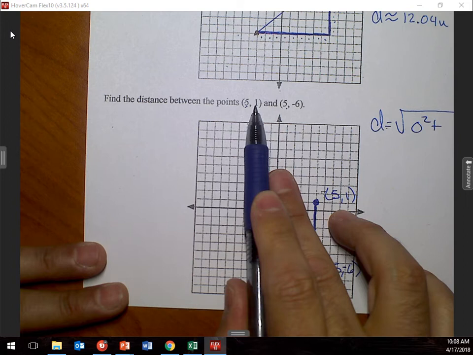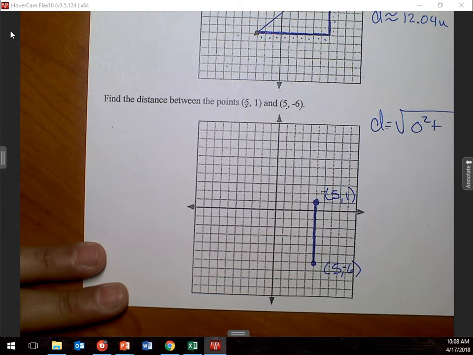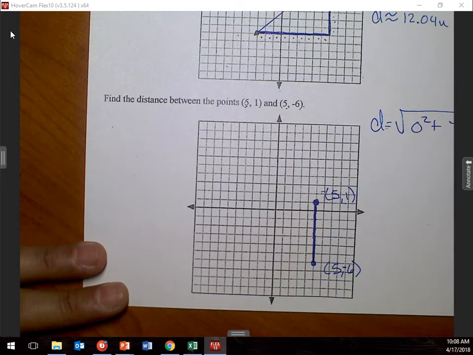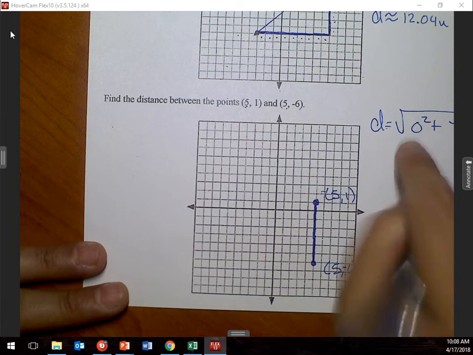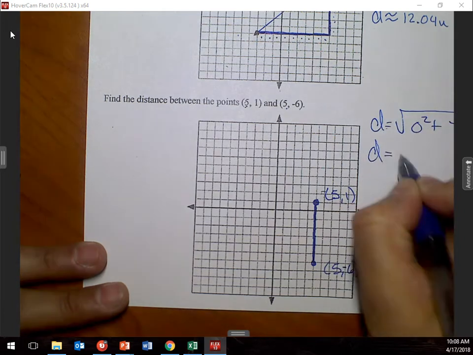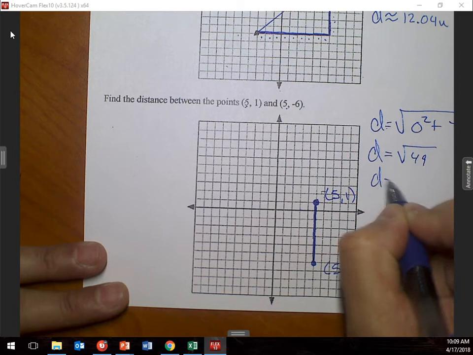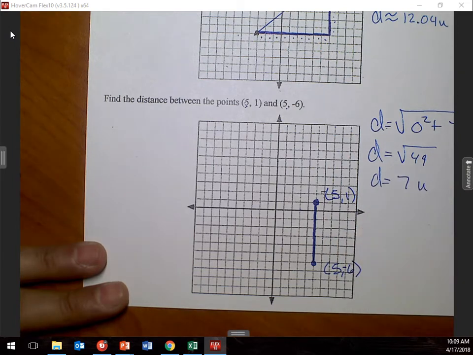How far is it from 1 to negative 6? 7. So it's 7. Difference, the delta. So it's going to be, how far is it apart? 7. Yeah, so it's 7. So now let's go ahead and do my math. So it's equals square root of 49. So D is 7 units.